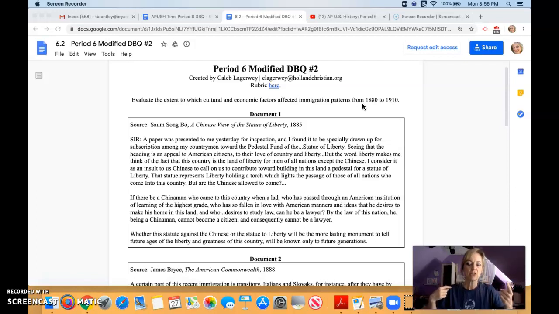Is it a continuity and change over time question? Is it a comparison question? Is it a causation question? And so one key here is this word right here, affected. So how did cultural and economic factors affect immigration patterns? So this question is a cause-effect question. It's asking you about the effects, okay, the economic and the cultural effects on immigration during that time period.